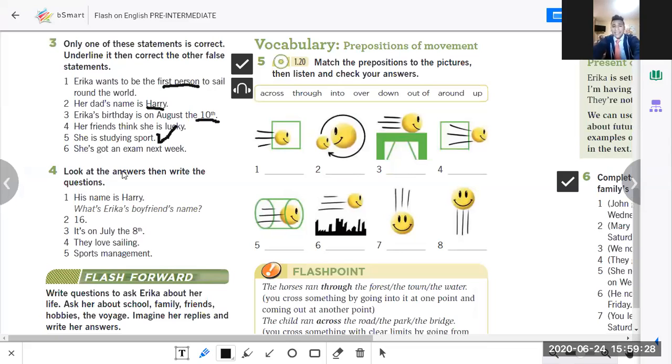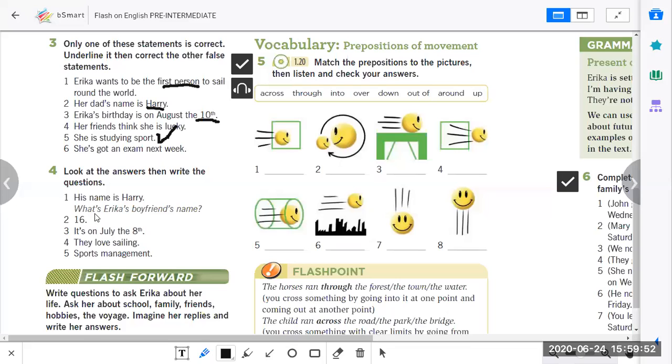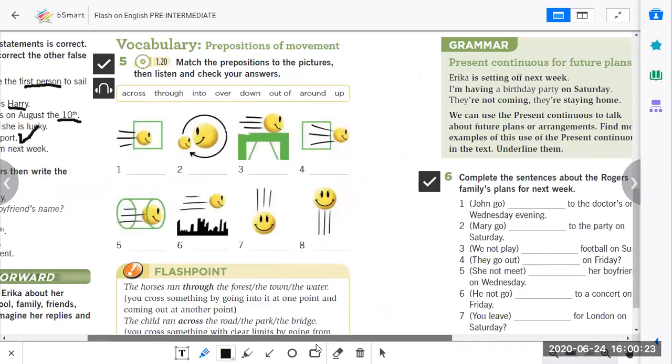Now, boys and girls, listen, your homework, okay? Your homework is activity number four. In activity number four, we have some answers. You need to create the question for each answer. For example, his name is Harry. What is the question? What is Erica's boyfriend's name? For example, number two, 16 years old. What is the question? How old? Wow, very good. Okay, so this is your homework. Homework number one, homework number two.